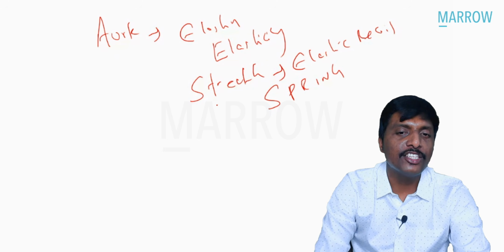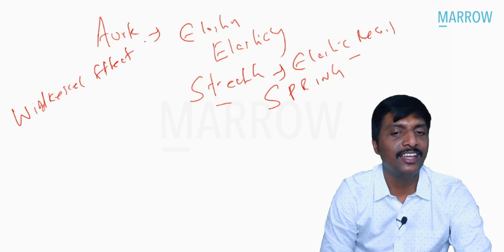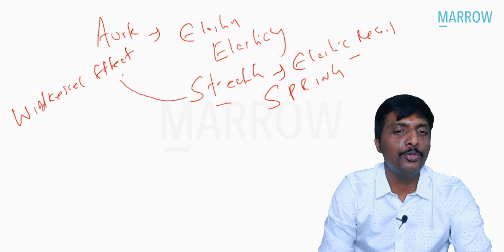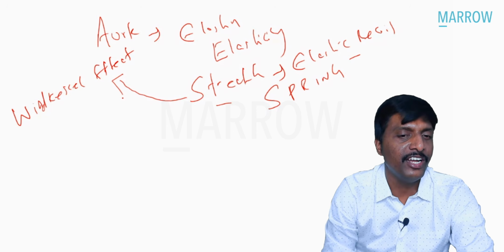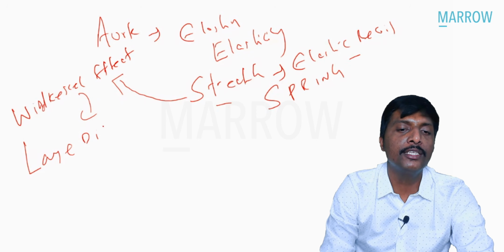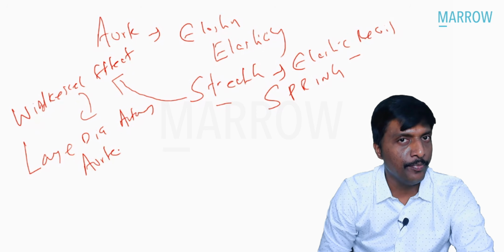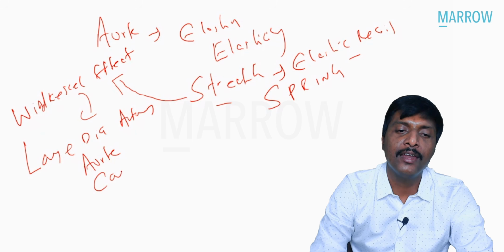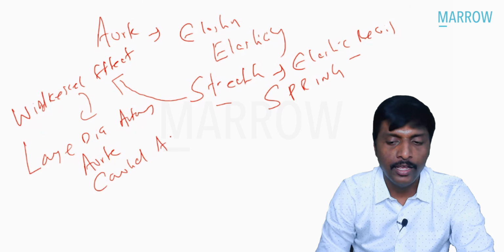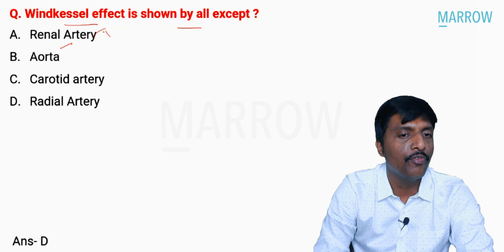In German, the stretch-induced elastic recoil is called as Windkessel effect. For this Windkessel effect, you need large diameter arteries. You can see this in aorta. You can see this in carotid artery. And what is the third option? You can also see this in renal artery. True, found, true, found, true, found.